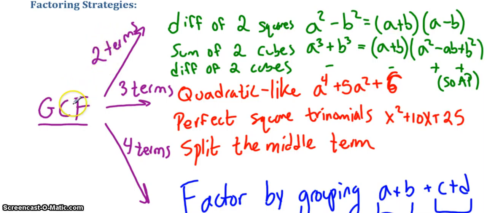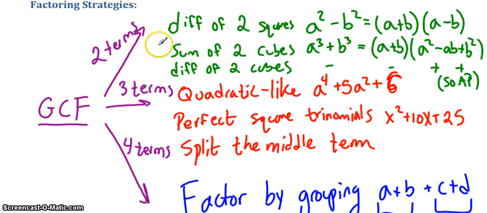Remember, whenever you're factoring, the first thing you probably want to look at is see if there's a greatest common factor amongst all the terms. Once you have factored out a greatest common factor, or if there's no greatest common factor, go ahead and look at the number of terms you have left. Do you have 2, 3, or 4 terms left?